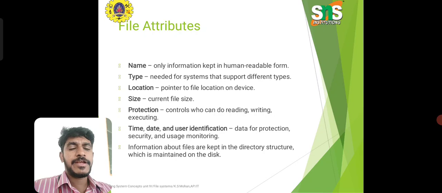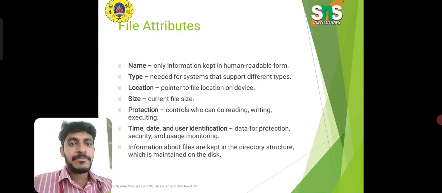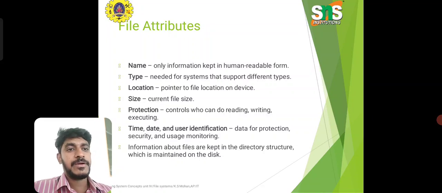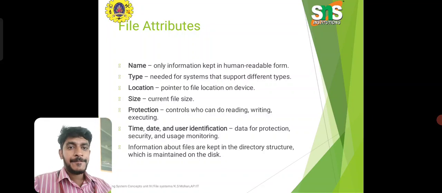In the file attributes, we have name, type, location, size, protection, and other things. The name is the only information kept in human readable form. The type is needed for systems that support different types. The location is a pointer to a file location on the device. Size is the current file size. Protection controls who can do reading, writing, and executing. Then time, date, and user identification, which is data for protection, security, and usage monitoring.